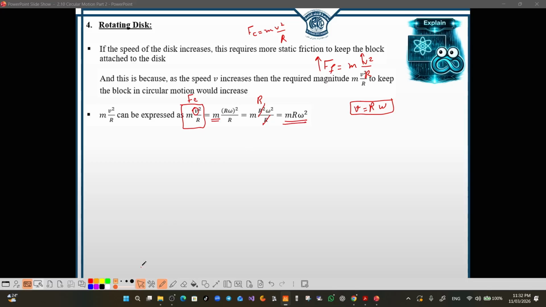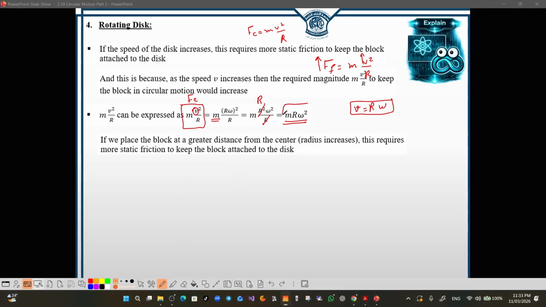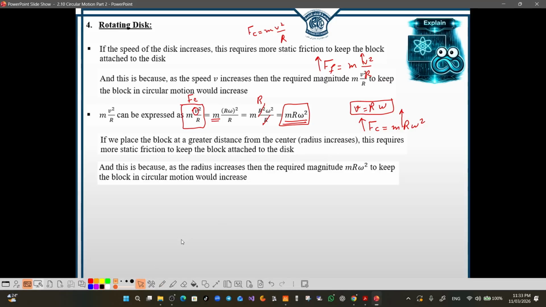Why did I do this? To get this conclusion: if we place the block at a greater distance from the center, this requires more static friction to keep the block attached to the disk. According to this equation, which represents just the force, Fc is now equal to mrω squared. Here Fc is the frictional force, or it can be the tension force. When we have a greater radius, we need to apply more force to keep the object in the circular path. This is because as the radius increases, the required magnitude of mrω squared to keep the block in circular motion will increase.